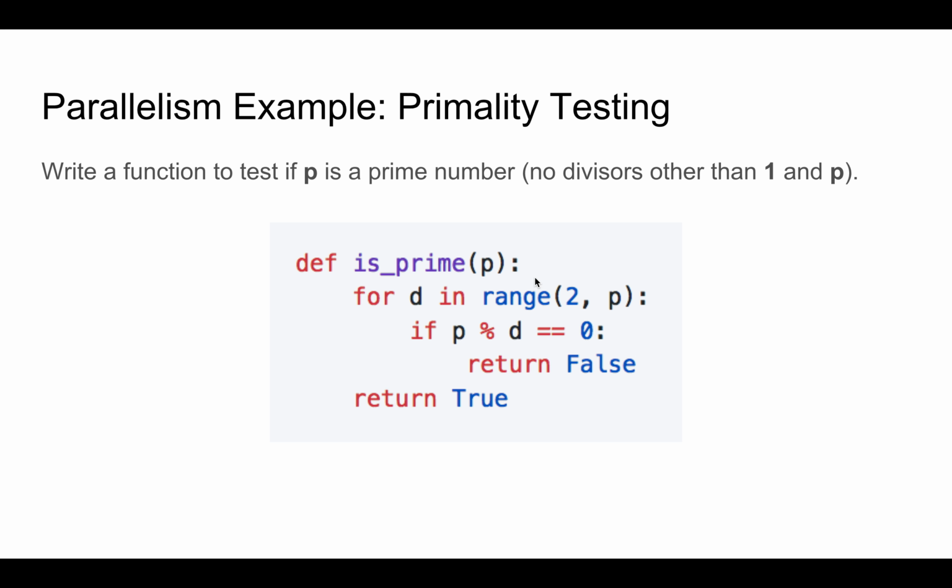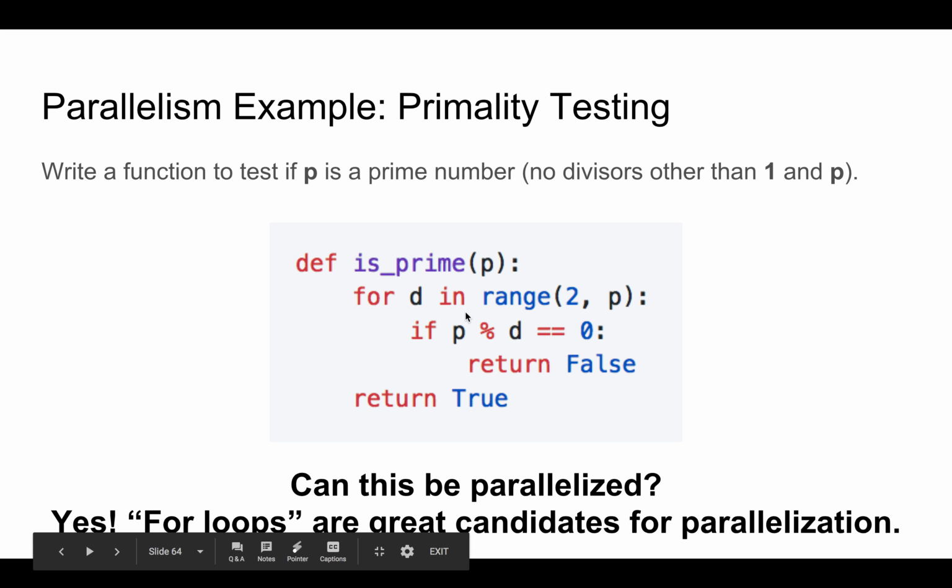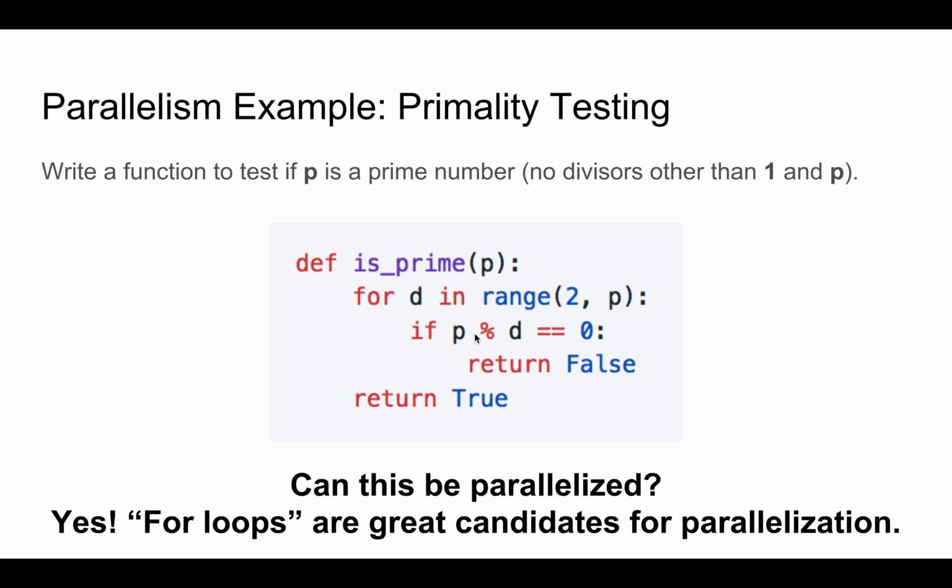Okay, so that's great, but this is a serial Python program. It's going to loop through each divisor and test it sequentially. Is there a way we can speed this up and make it parallel? Well, yes. One way to do that is to essentially partition all of the divisors into different groups. One point I want to make is that for loops like this are great candidates for parallelization, because there's a bunch of work being done that might be possible to do in parallel.